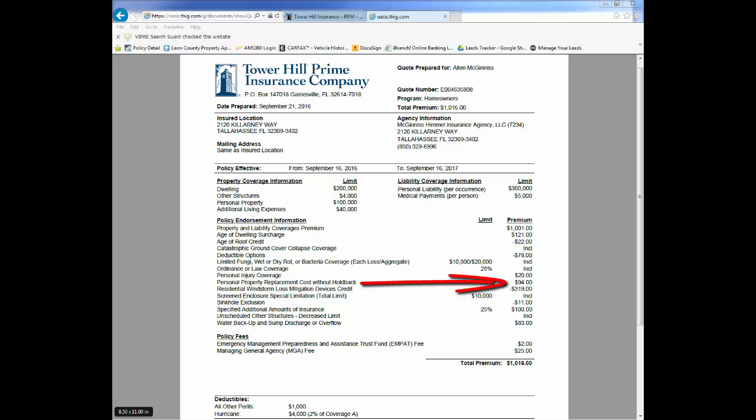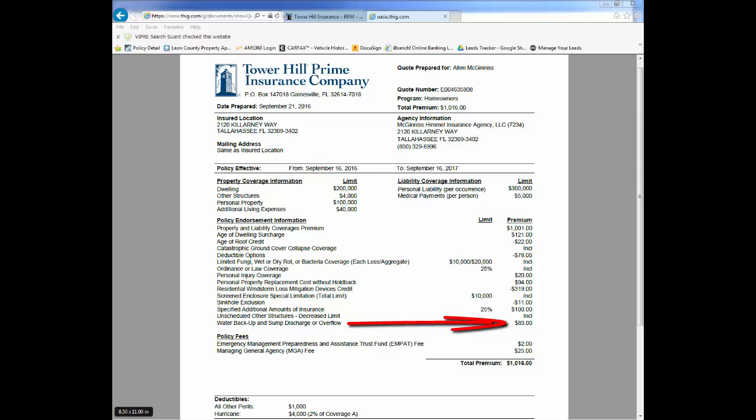Probably the most important one, and most quotes are going to include this. If they don't, there's an issue. Replacement cost contents is a big deal. This is the difference between getting all of your stuff brand new at Target after you had a house fire versus getting the cash value of it, which is basically what you could find it for on Craigslist. So that's a big deal. Make sure that's on your policy.